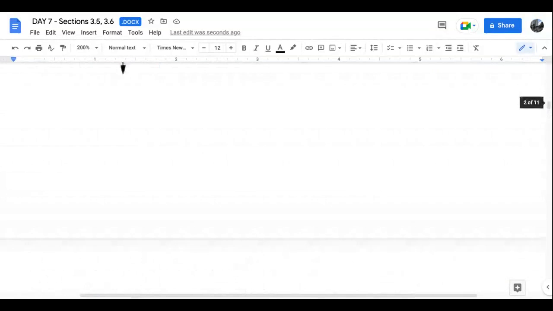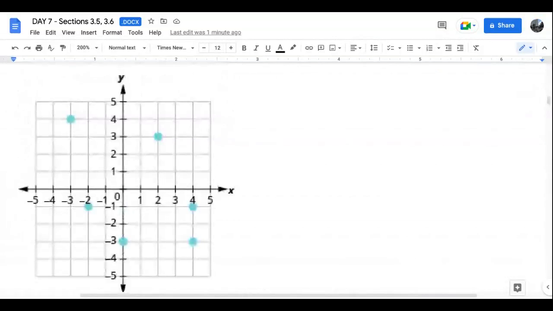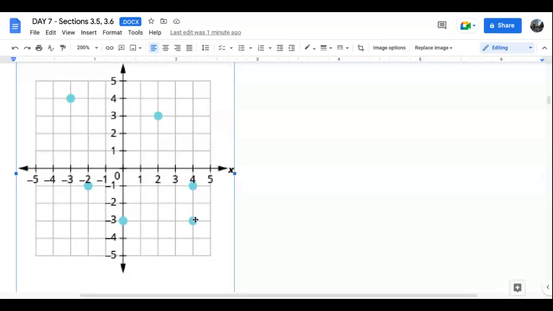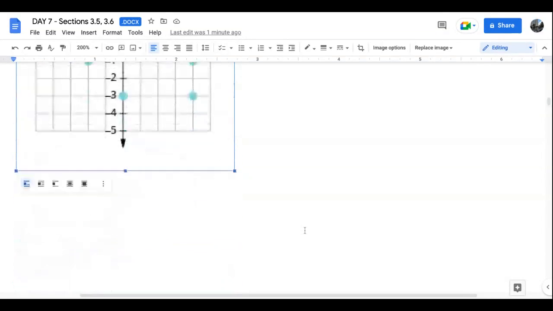If we graph those points, we see these 2 points on the same vertical line. Because when we have a graph, we can use something called a vertical line test. If the graph has 2 or more points on the same vertical line, that fails to be a function. So this is not a function.